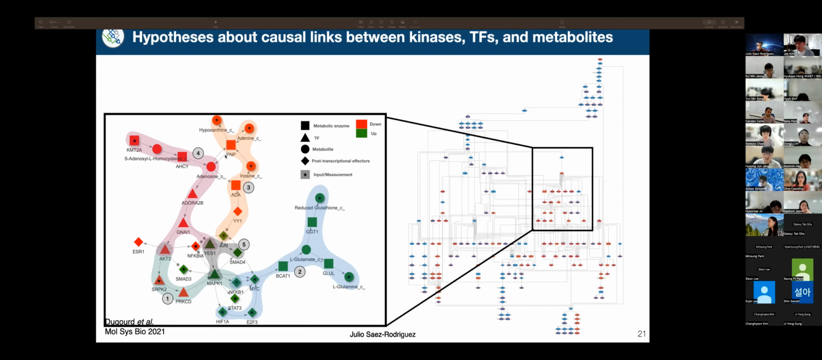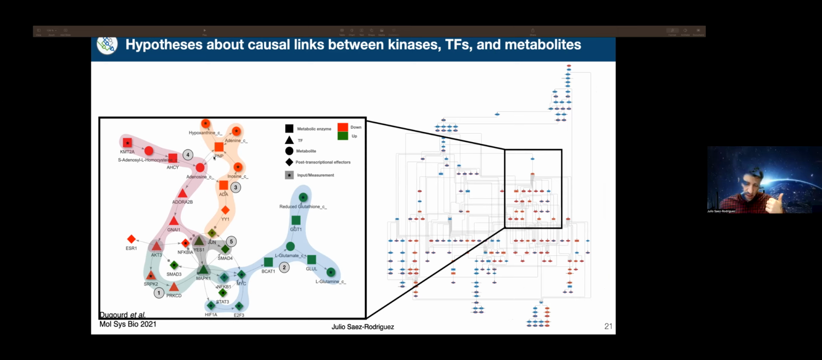Why? Because we are using data that we know is imperfect, incomplete, and noisy. We are using prior knowledge that we also know is imperfect and incomplete. And the algorithm is also adding important constraints and simplifications to the problem. So that's why we always say these methods provide hypotheses that need to be further studied. But nevertheless, we think they're helpful because you can distill from very large and very complex omics data sets a relatively constrained set of very well-defined molecular interactions to be looked at in more detail.